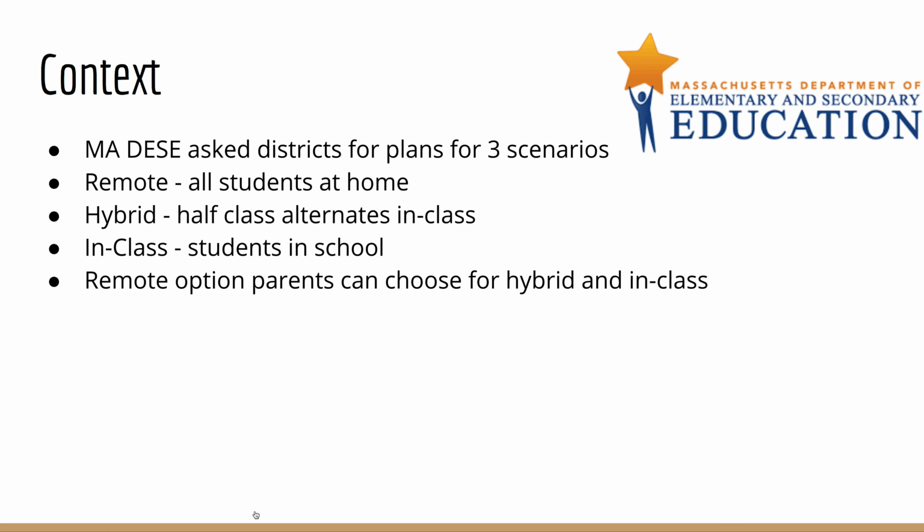And hybrid, so half the class alternates in class. So you might have half in class, half at home. And the reason for hybrid is so you have adequate spacing when the students are in class. And then all in class model, so all your students are back in school, kind of like we used to do it. However, at least in Massachusetts, the Department of Education required a remote option for parents. So even if the school is going to an all in class mode, parents can still opt for their particular student to be at home for whatever health or whatever reasons they have.